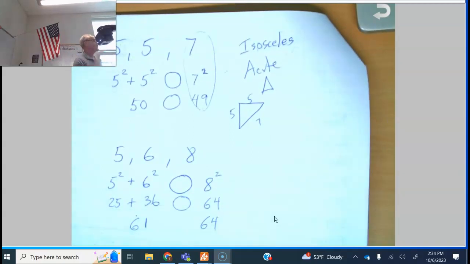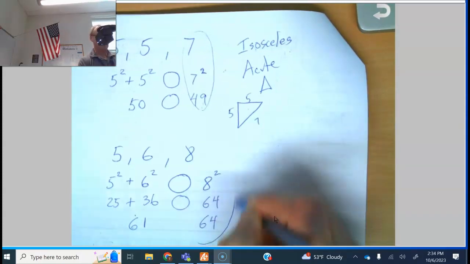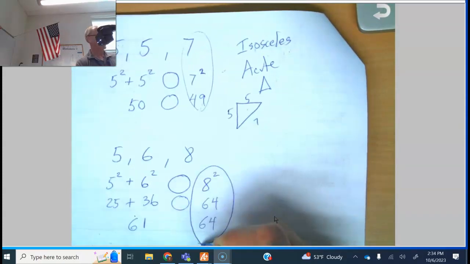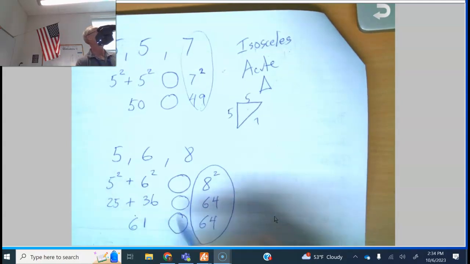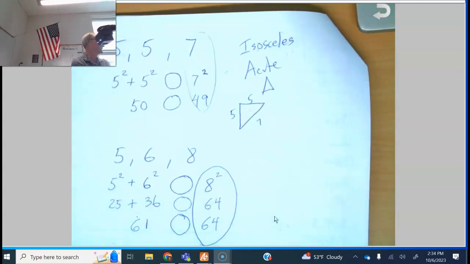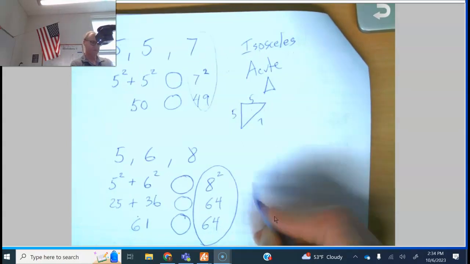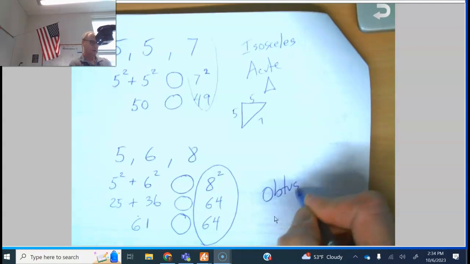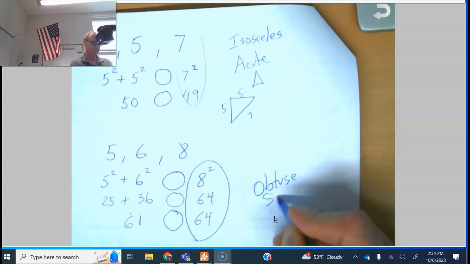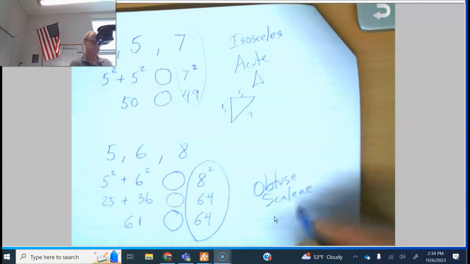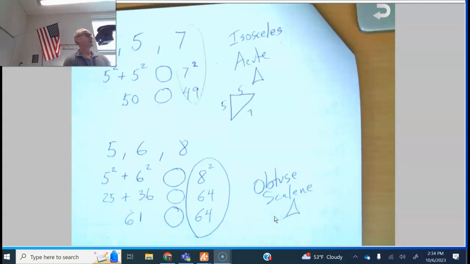Okay, now here's where everybody runs into problems. Don't forget that the thing you want to think about is how big is C? Is C too big, too small, or just right? C is too big. That means that this is obtuse. And it's scalene. All right, one more.